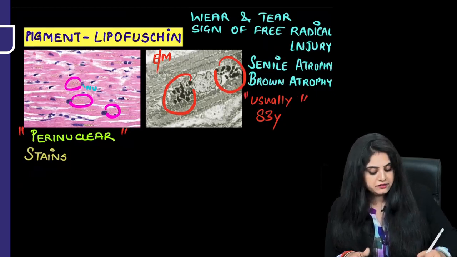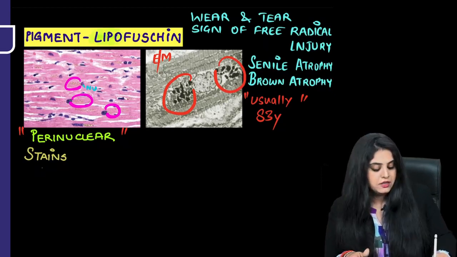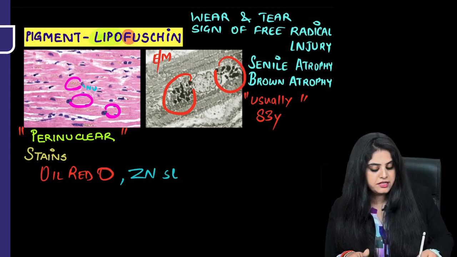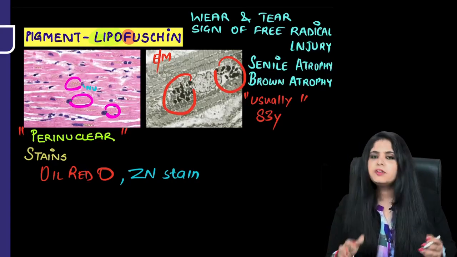What are the stains? Guys, first you pick up the word lipo. Lipo will remind you of everything to do with fat. So one stain is going to be oil red O. And fuscin will remind you of everything to do with fast. So the acid-fast stain is the ZN stain. Oil red O and ZN stain are the two stains that you have. Now we've done all the pigments.